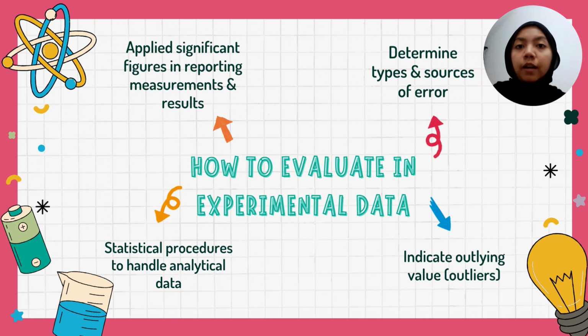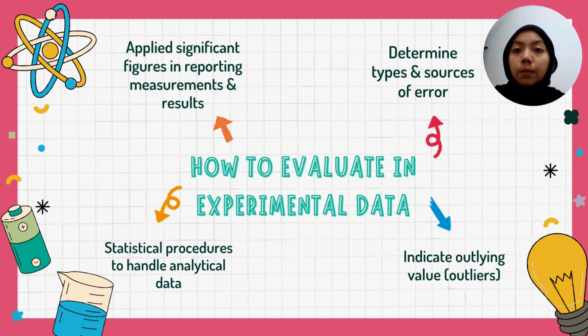On to the next part, how to evaluate experimental data. In this topic, there are 4 ways to evaluate experimental data. First, all you need to do is apply significant figures in reporting measurements and results. Significant figures are numbers that reflect the precision of the measurement.